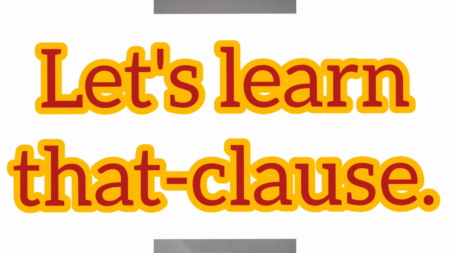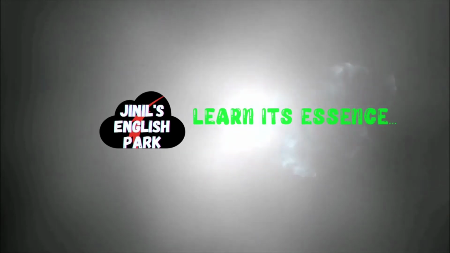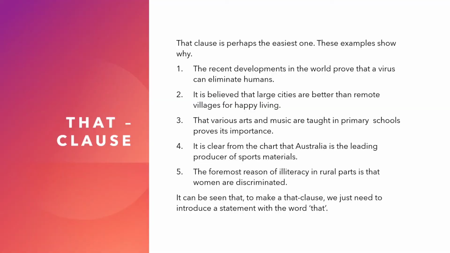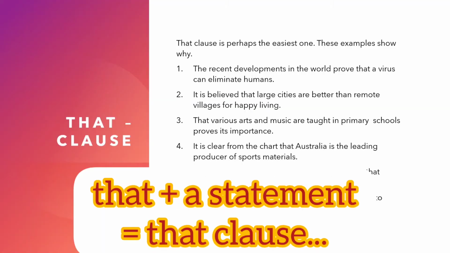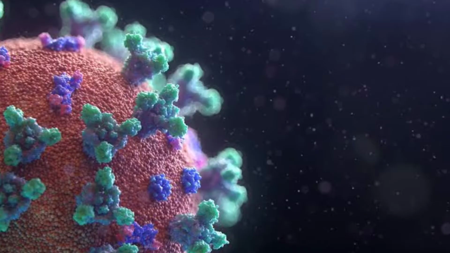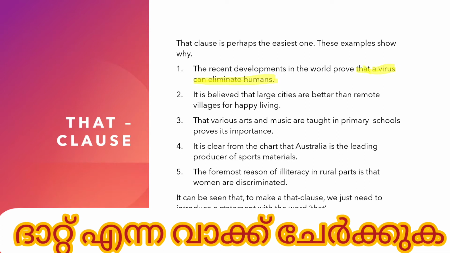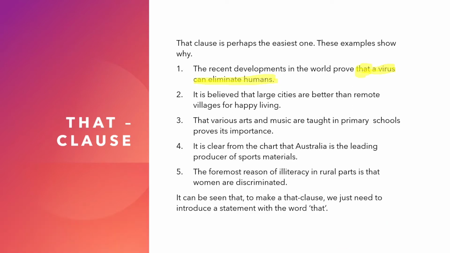Today's topic is that clause. That clause is perhaps the easiest one because it is just a matter of writing that and then adding a statement. Look at this: that a virus can eliminate humans. Anyone can make a sentence like a virus can eliminate humans. Just add that to that and you've got that clause.